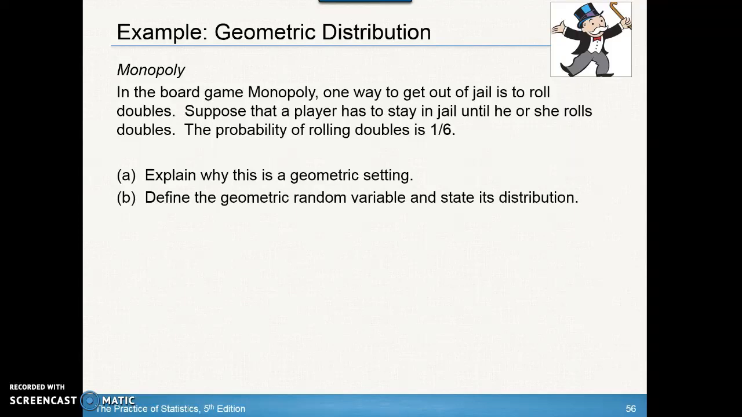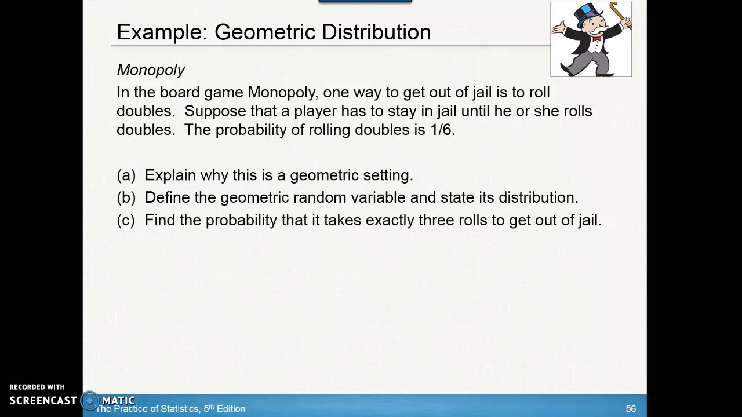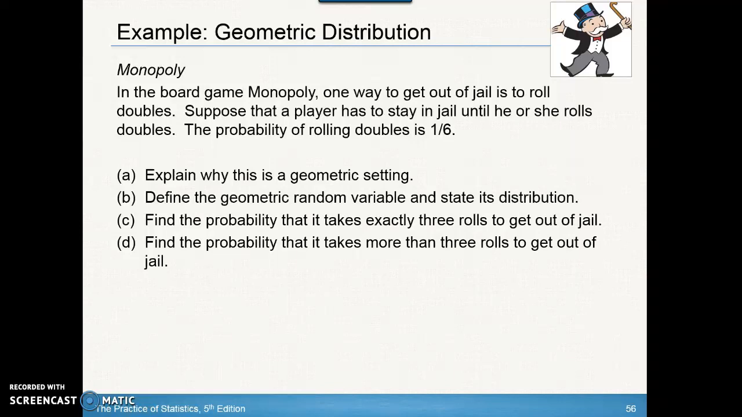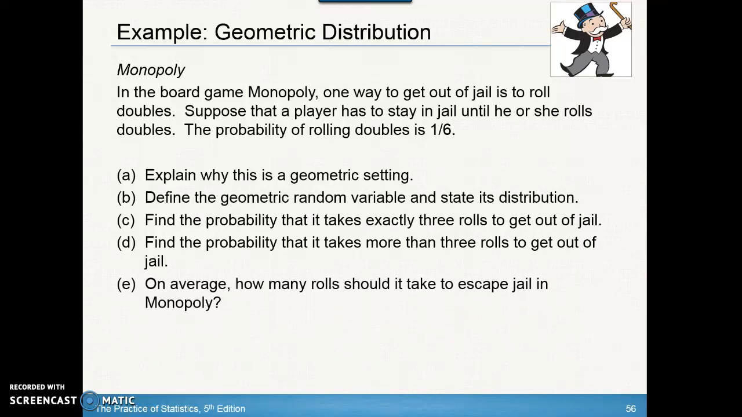distribution. So remember, that's approximately normal, approximately binomial. In this case, it's going to be approximately geometric. Find the probability that it takes exactly 3 rolls to get out of jail. So go ahead and try this and see if you can do it based on what we just did. And then finally, find the probability it takes more than 3 rolls to get out of jail. On average, how many rolls should it take to escape jail in Monopoly?